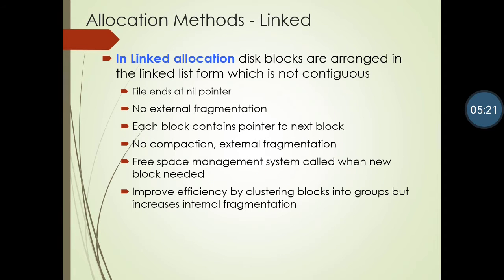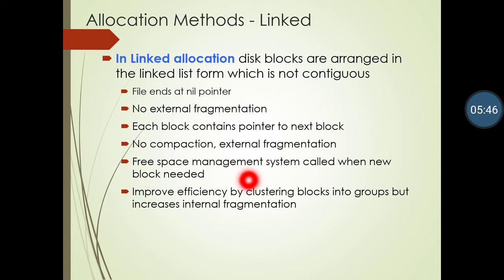The next technique is linked allocation. In linked allocation, disk blocks are arranged in linked list form, which is not contiguous. So the file ends at a nil pointer, and there is no external fragmentation within this. Each block contains a pointer to the next block. No compaction is required because there is no external fragmentation.